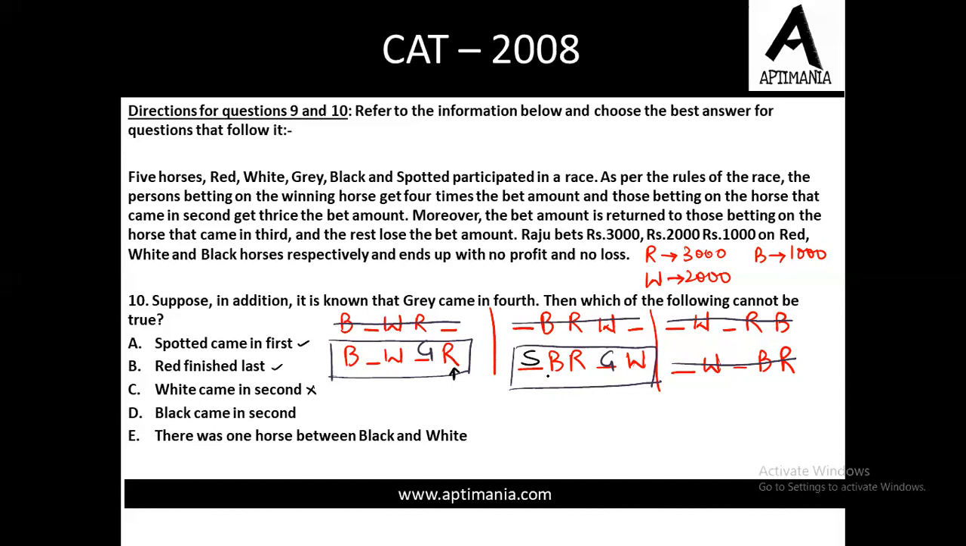Black came in second. Yes, true according to this situation. There was one horse between black and white. Yes, true according to this situation. So on analyzing all the 5 situations, we can conclude that option C is the correct answer because this cannot be possible. The other 4 situations are possible as per the question, right?